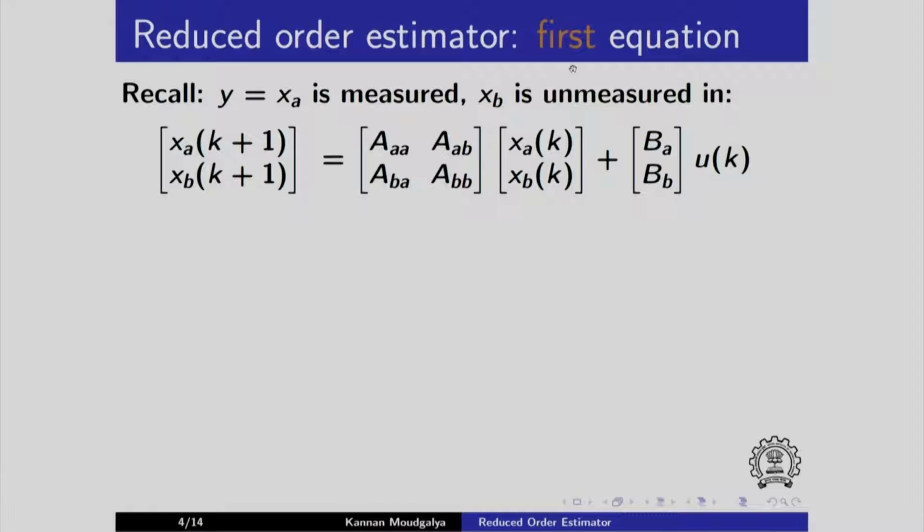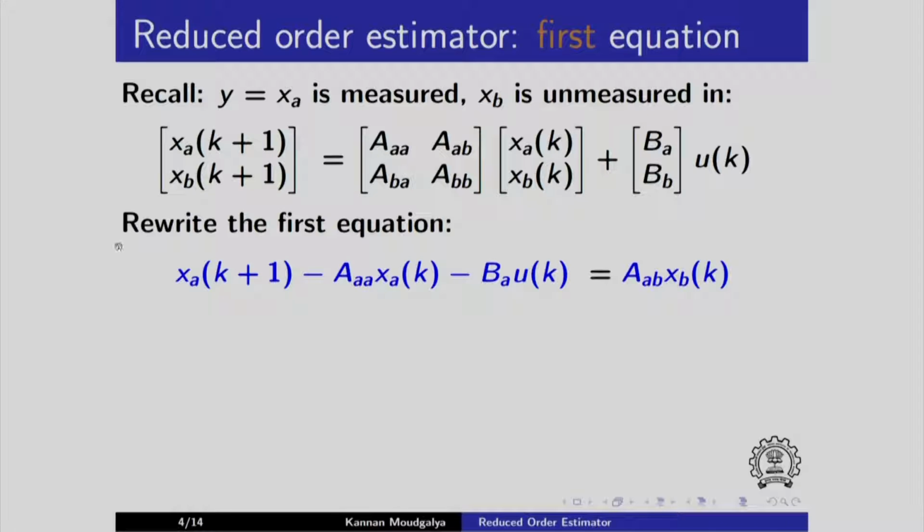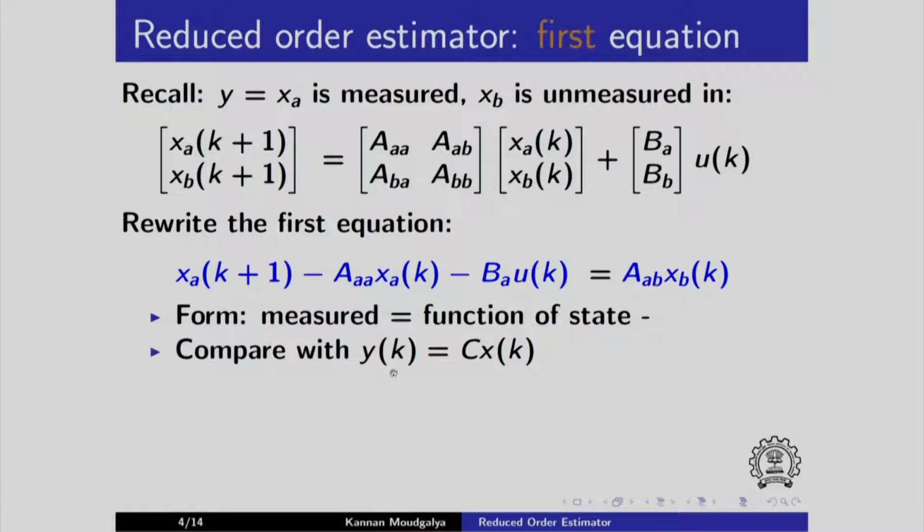Now let us take the first equation. Let us rewrite it as follows. On the left hand side I have all the measured variables. On the right hand side I have the state that is to be estimated. Let us compare this with Yk equals Cxk.